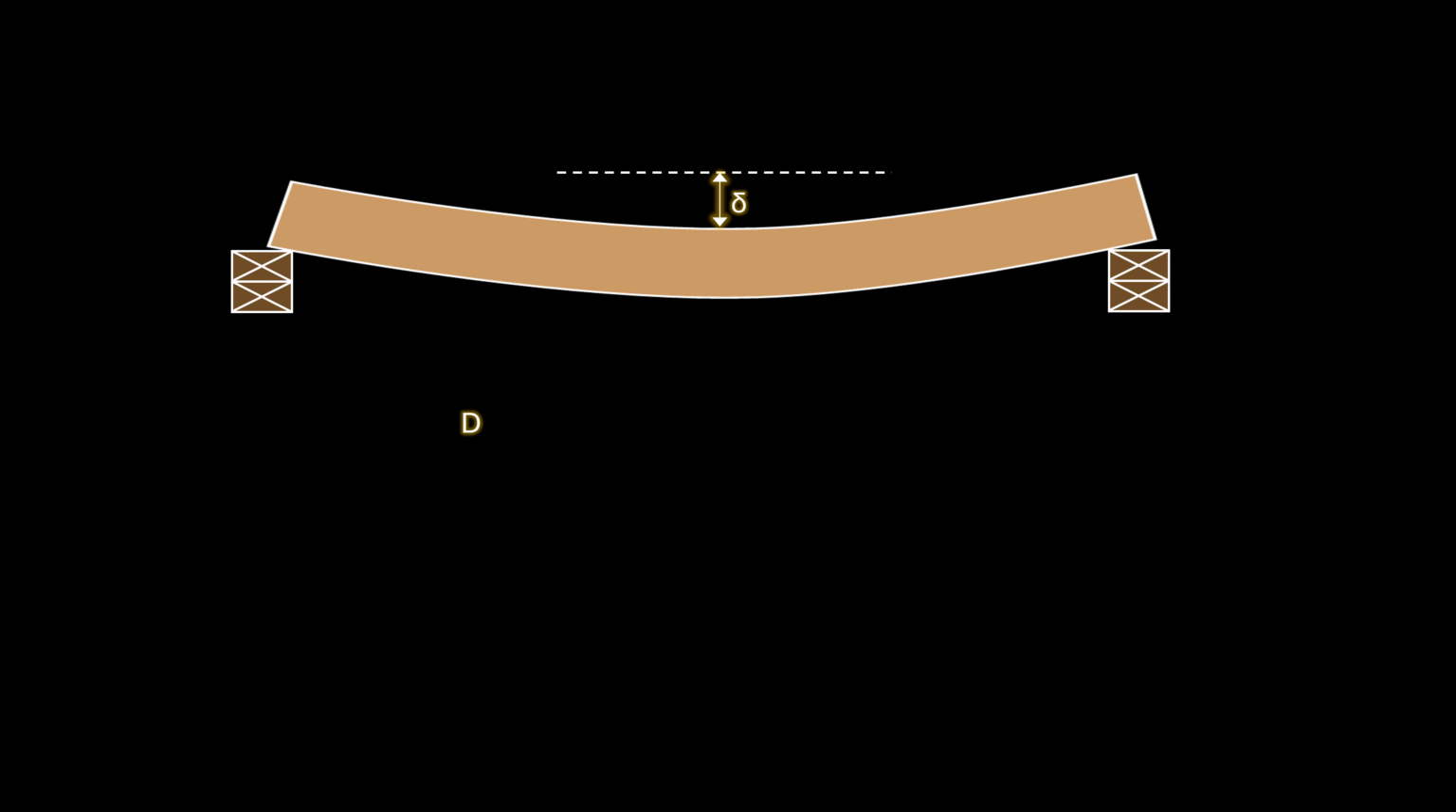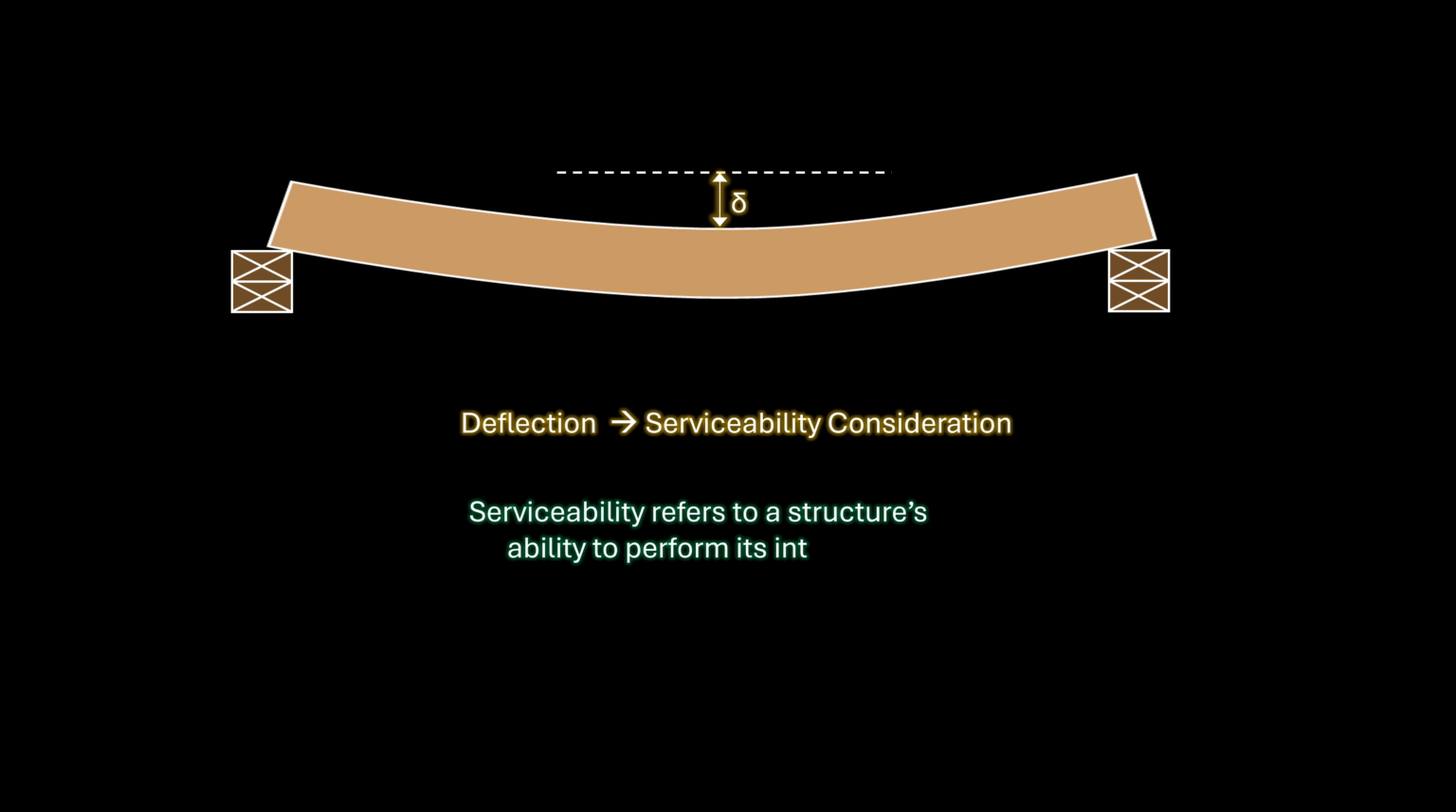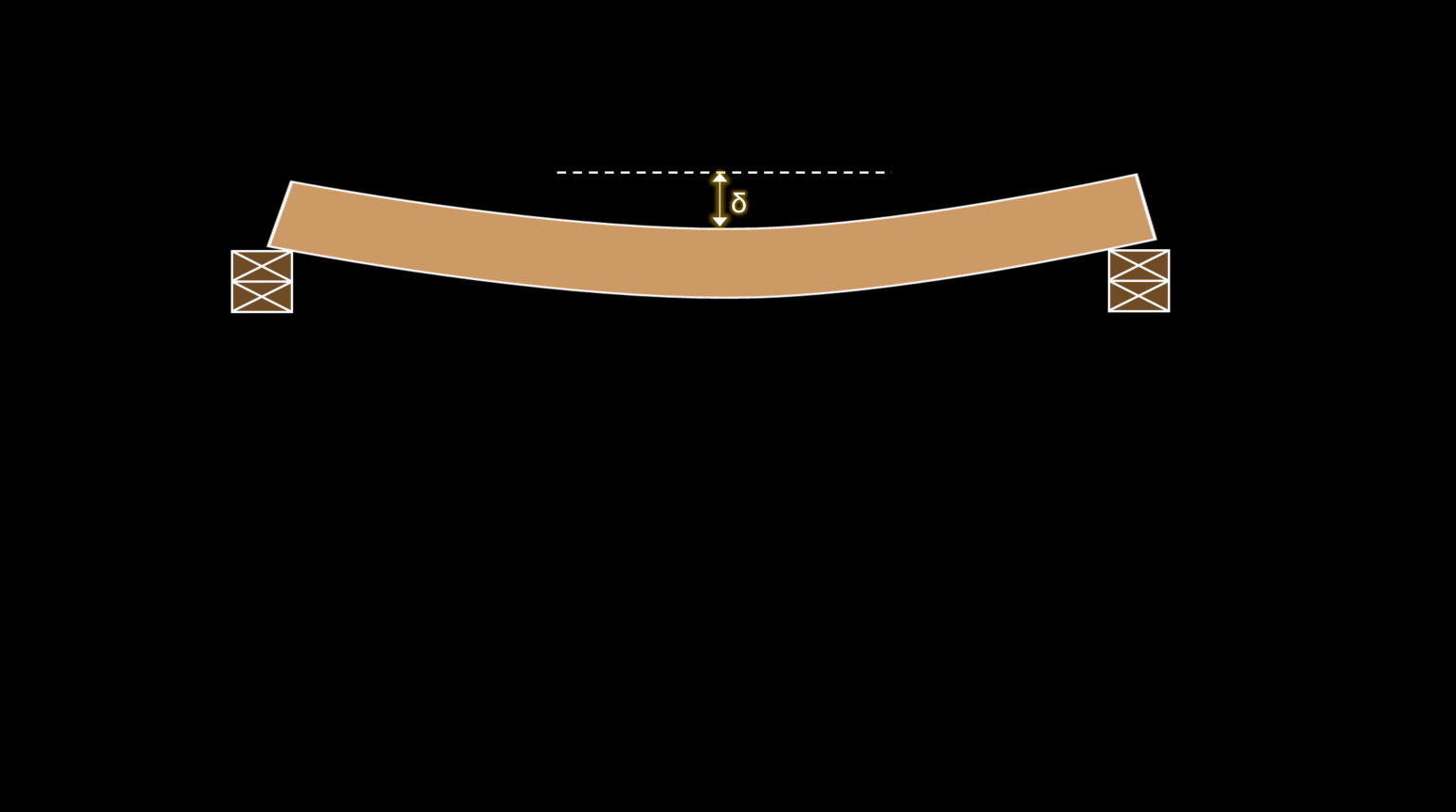This is the reason why deflection considerations in structural design are referred to as serviceability considerations. Serviceability refers to a structure's ability to perform its intended function under normal conditions, which is distinct from safety against collapse. Excessive deflection can undermine the occupant's comfort, damage finishes, or impair functionality, even if the beam remains structurally sound. In this video, we will discuss deflection in wood bending members such as joists and beams.